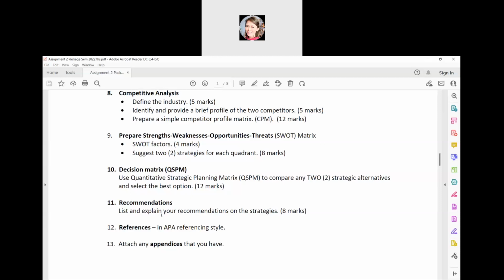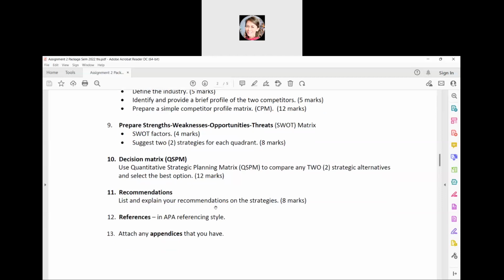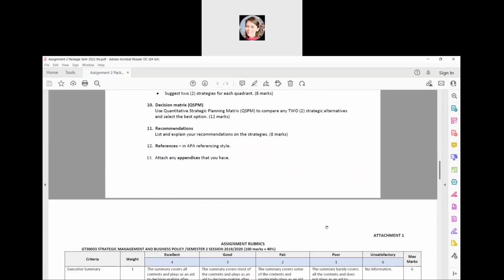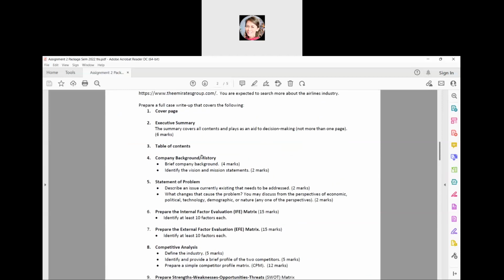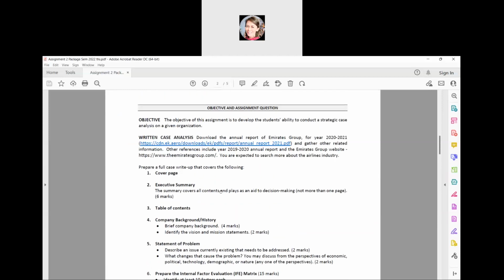And references, you know what this is. APA referencing style, and you need to attach any appendices, anything that you have used and think is relevant for this study, for this case. Those can be included as appendices. You go ahead and do that. So this is the requirement of this written case analysis.